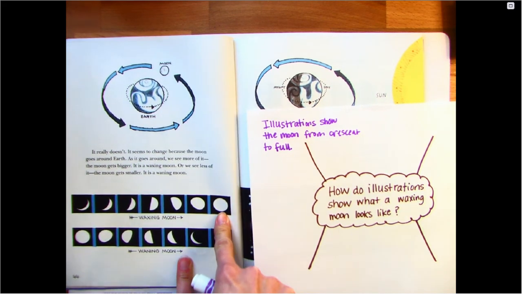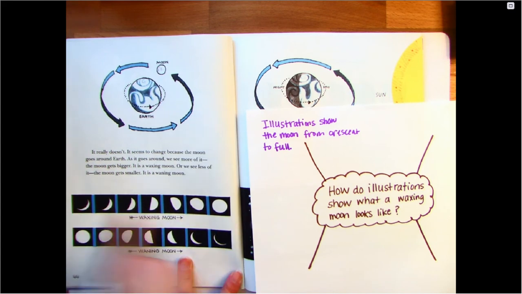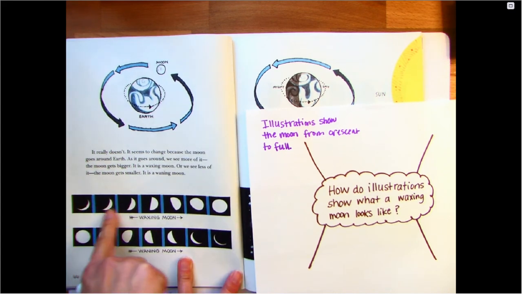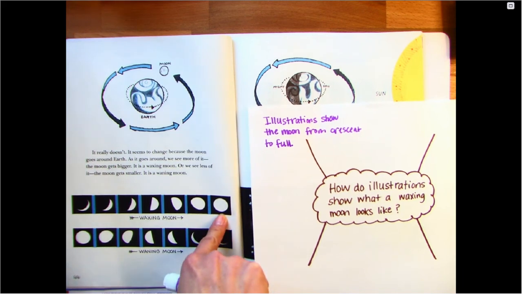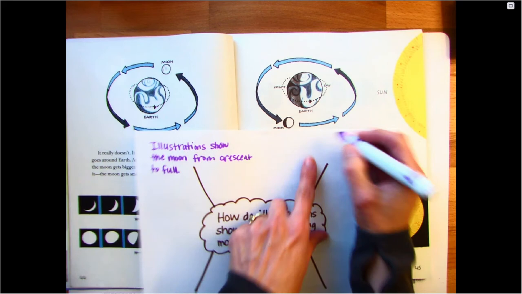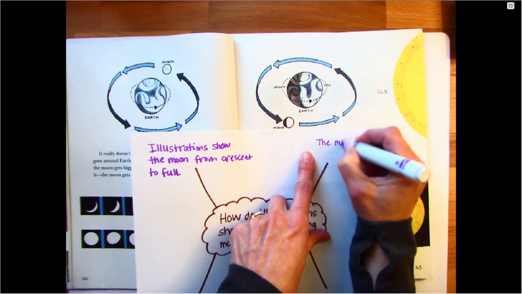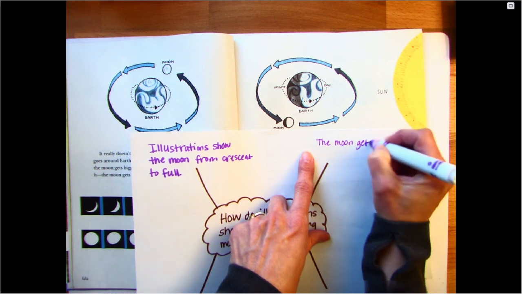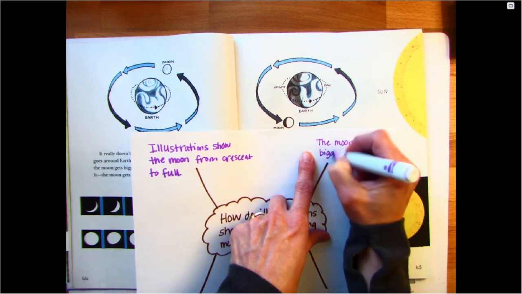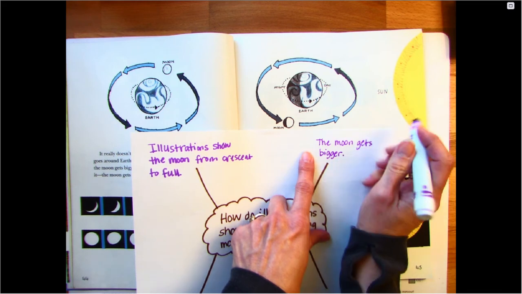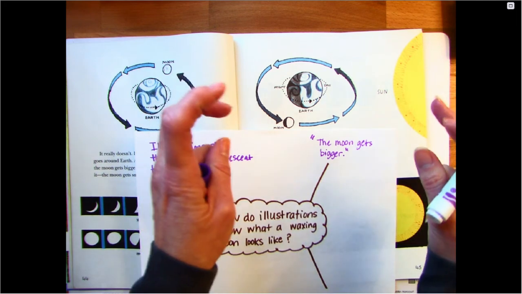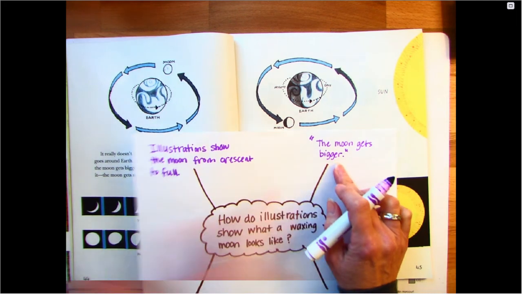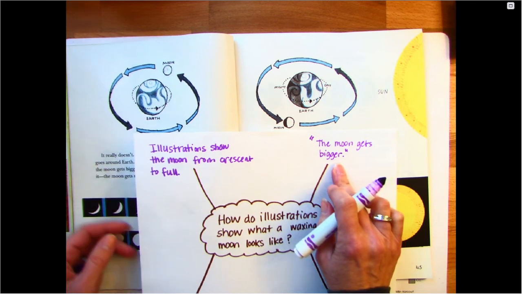What else? Tell me a little bit more about the illustrations in this row right here. What's happening to the moon? What's it actually appearing to do? It's not really doing this, but it looks like it is. Can you think about what I'm trying to get you to say? You're right. The moon gets bigger, right? Does it really get bigger? No, it doesn't really get bigger. We just see more of it. So I'm going to put that in quotes. Have you ever seen that? Someone will say the moon gets bigger. It really doesn't. And we know that from our reading and from the illustrations.